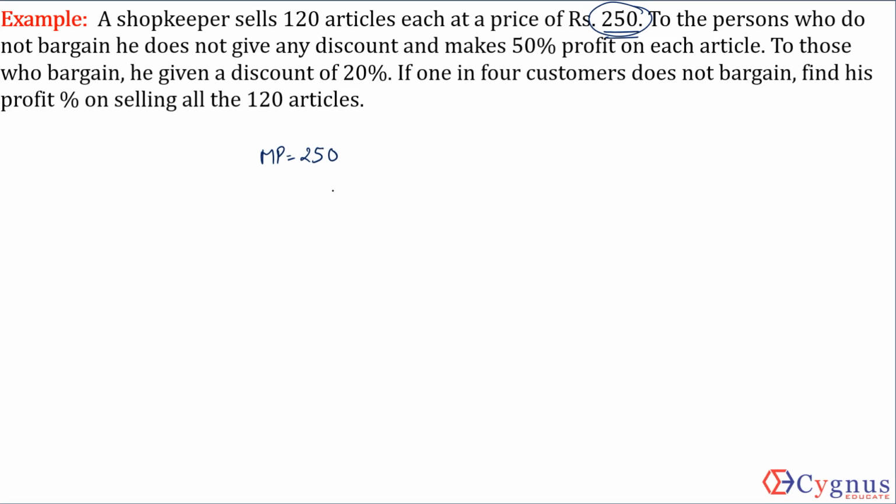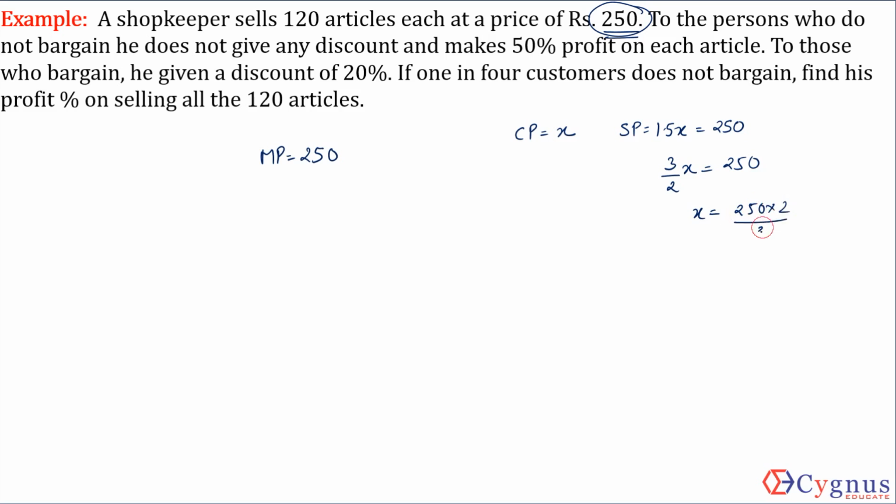He makes a profit of 50%. That means if the cost price of the article is x and you want to make a profit of 50%, you'll sell it for how much? 1.5x. Am I right? And if you don't offer any discount, this price will be equal to 250. So 1.5 means 3 by 2. 3 by 2 of x is 250. So what's the value of x here?